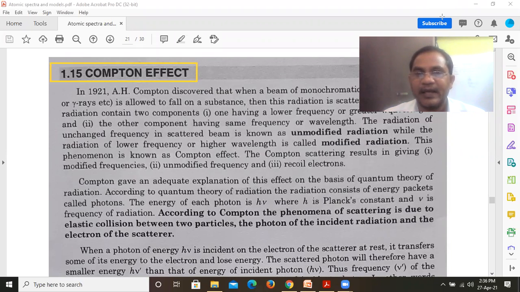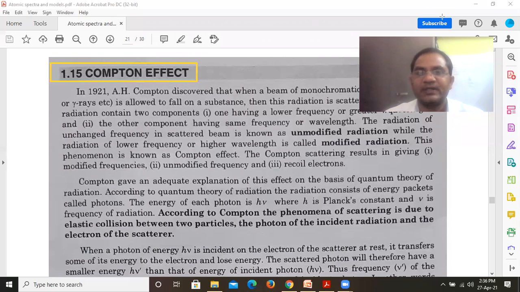When an X-ray beam is passing through a material like graphite, then two kinds of radiations will be observed. One is the radiation having lower frequency or greater wavelength than that of the incident radiation. The other component has the same frequency or wavelength as the incident radiation.